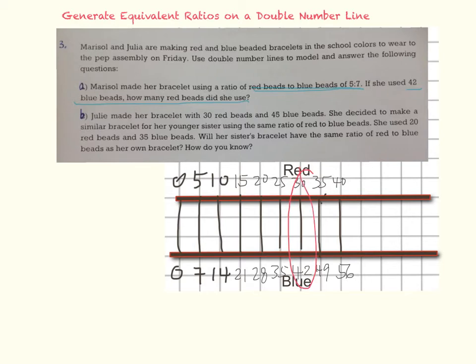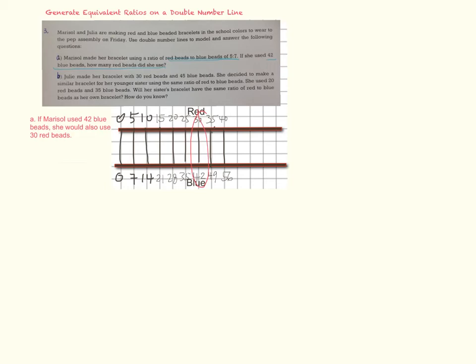Okay, so now let's answer the question. We just type out the answer. If Marisol used 42 blue beads, she would also use 30 red beads. Okay, and then now we move on to part B.